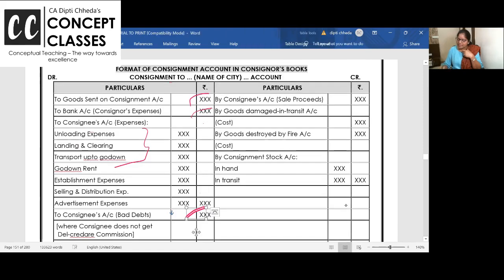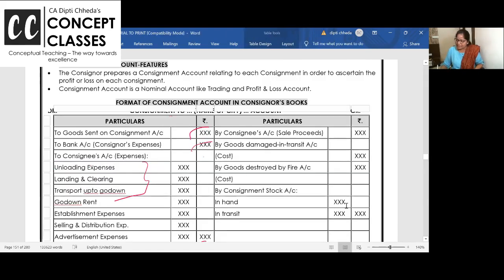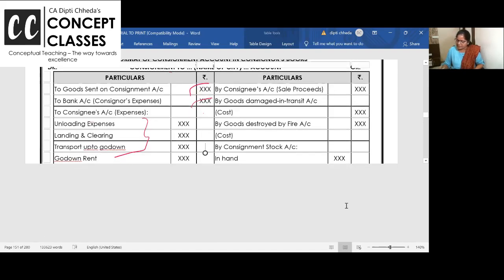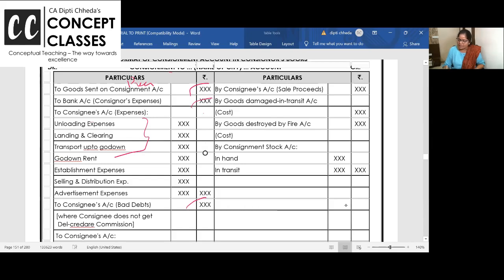Now, when the consignee sells the goods, then consignment is credited. Goods sent is like purchase, and this is like sale. So who is making the sale? The consignee. So I should do party to sales: consignee to sales.